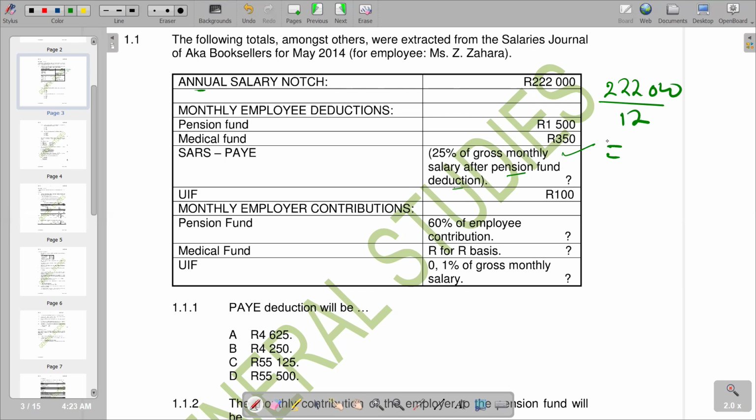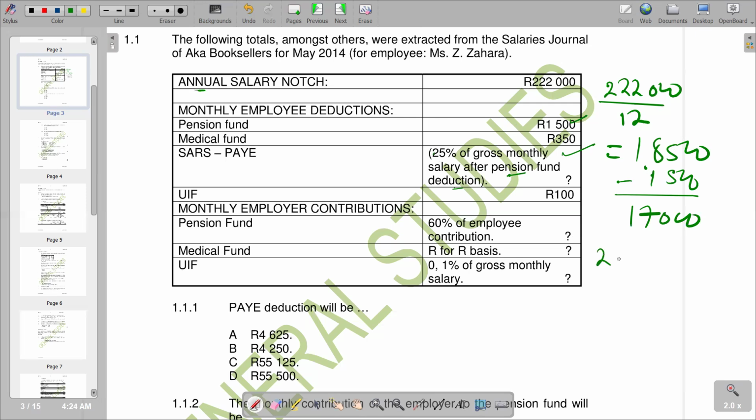So let's calculate 222,000 divided by 12. The answer that we are going to get is 18,500. And then from this 18,500, you now deduct our pension fund, which is given as 1,500 here. So we say minus 1,500. Then the net figure that we get is 17,000. For this 17,000, that's the figure that we take 25% of.